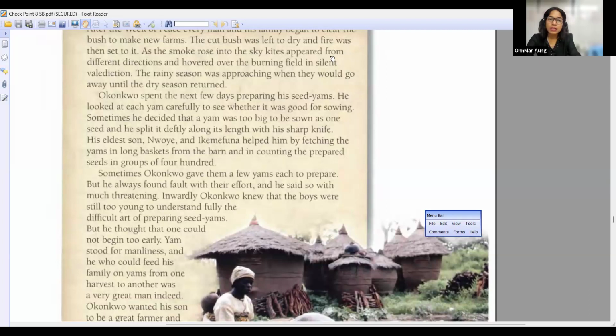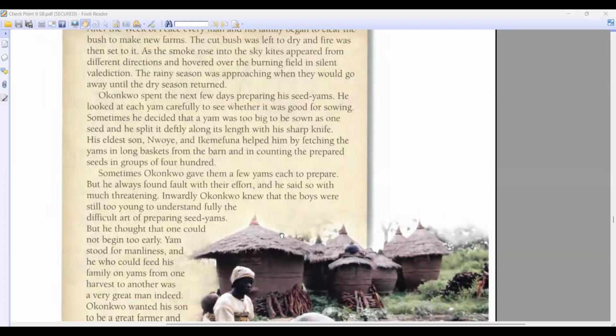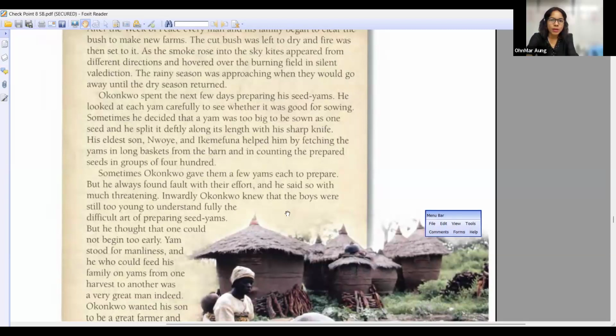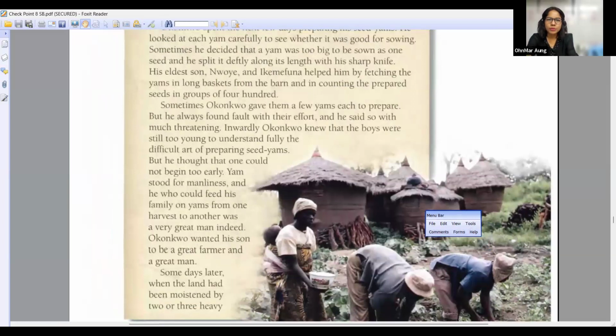Kites, in this case, mean a kind of bird. You know that? So it says the rainy season was approaching when they would go away until the dry season returned. So according to this, it must be false. Can you try the rest?